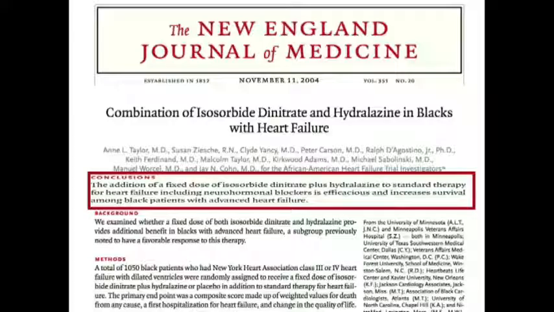So although it comes as a fixed dose combination, if you want to use generic medicines, you can use hydralazine 325 milligrams 3 times a day, with ISMO 3 times a day, or with isosorbide dinitrate 3 times a day. Okay, ISMO actually you could use less than that because it's long acting.